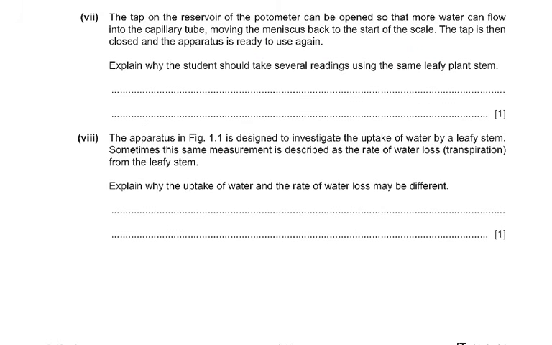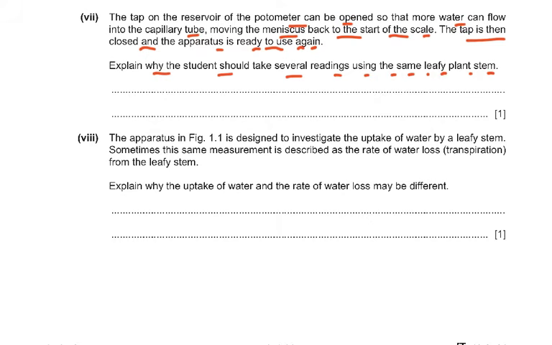Now coming to part 7. The tap on the reservoir of the potometer can be opened so that more water can flow into the capillary tube, moving the meniscus back to the start of the scale. The tap is then closed and the apparatus is ready to use again. Explain why the student should take several readings using the same leafy plant stem.